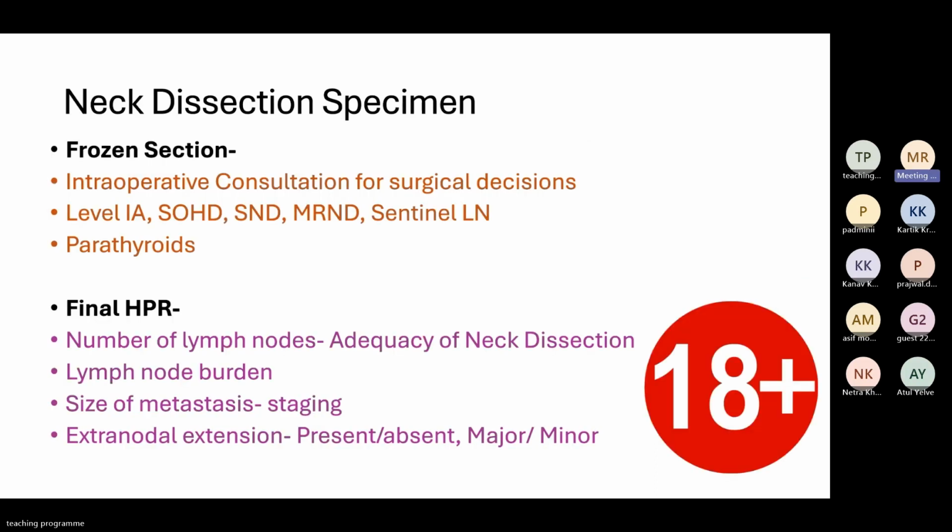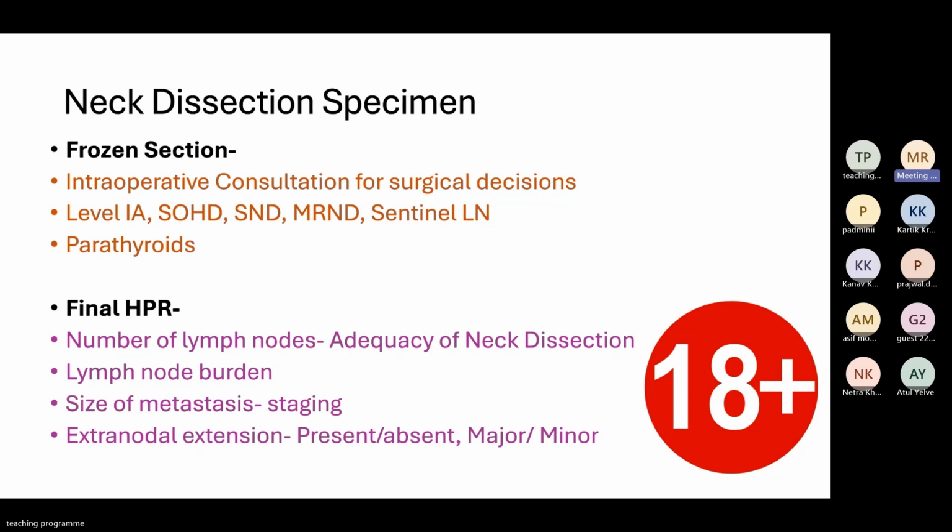Coming to neck dissection specimen. In frozen section, we do intraoperative consultations. You all know we send level 1A to take the decision about the bilateral nodal dissection. We do send SOHDs to determine whether we should stop at SOHD or do a complete neck dissection, modified radical neck dissection. Then we have a role in the sentinel lymph node biopsy evaluation.